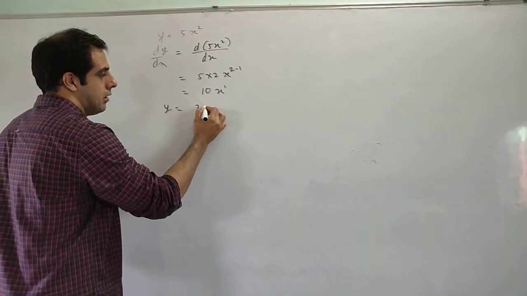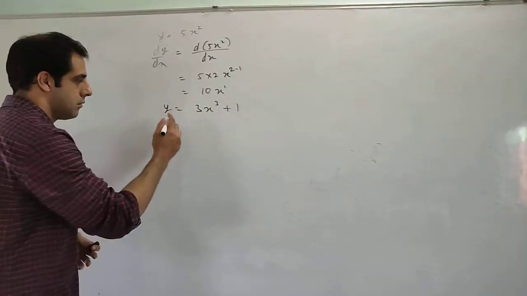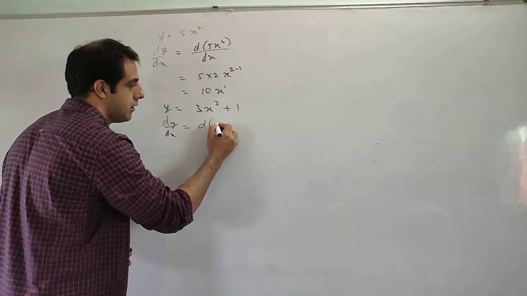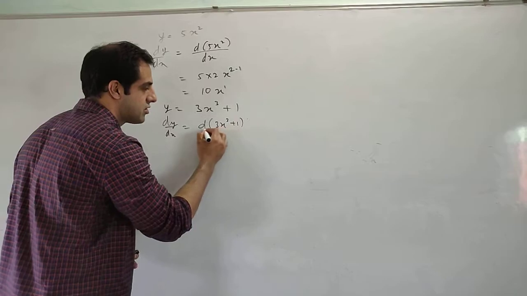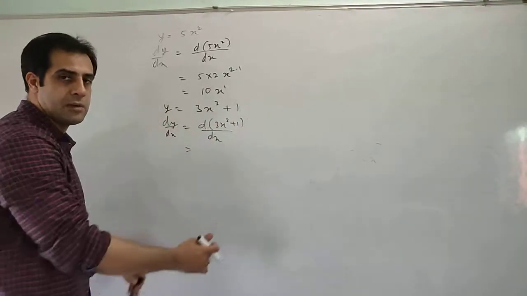Take another example. Y equals 3x cube plus 1. Dy by dx. Differentiation of 3x cube plus 1 upon dx. These are in addition. I can break them into two parts.